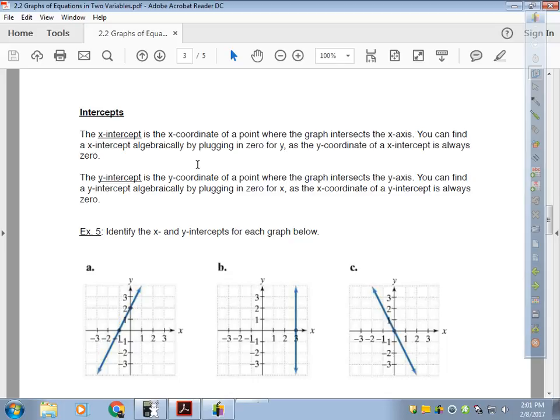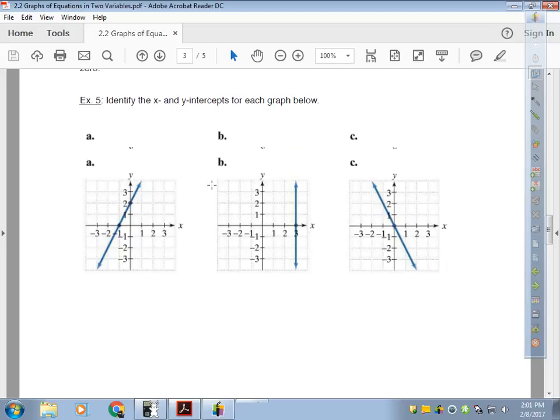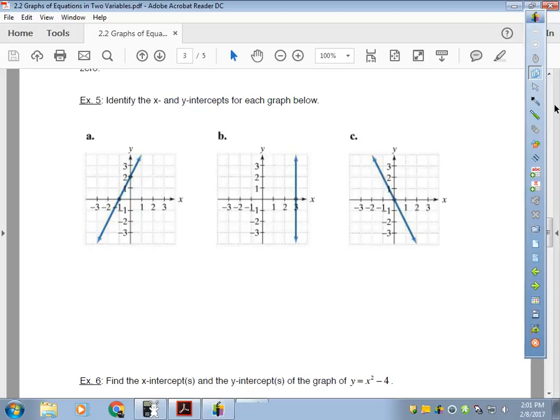Y-intercepts, on the other hand, are the point where the graph crosses or intersects the y-axis. You can find a y-intercept algebraically by plugging 0 in for the x, because if you're touching or crossing the y-axis, your x-coordinate is always going to be 0. We're going to do this from a graph, but we'll also do it algebraically.